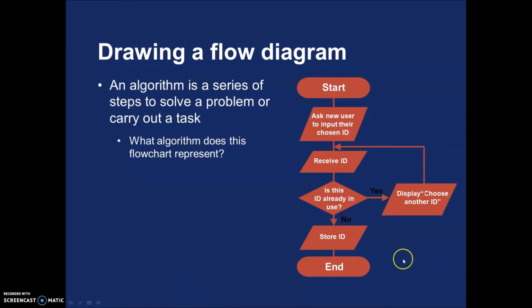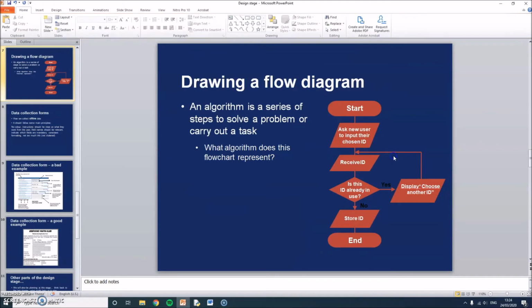So you should be able to spot that there's something wrong with this, because this display choose another ID should actually go back up to the top here, because basically this is going to go round and round forever, and we're not going to have the right one. So what this should do is, I can't change it, brilliant. Basically this arrow here should go to here. Now what we've got is a complete loop that goes round and round to the right part, so this bit would be removed.